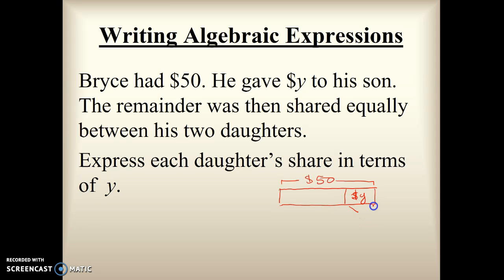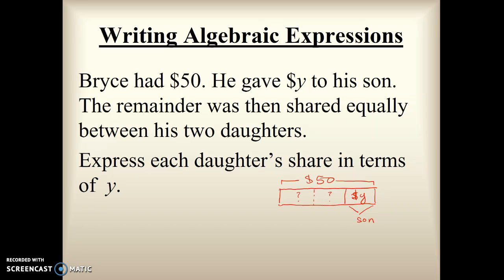And that's what Bryce gave to his son. We also know that he had 2 daughters. So let's divide up the rest of that bar model into two. We want to express each daughter's share in terms of y. So we're looking for an algebraic expression for each daughter right there.